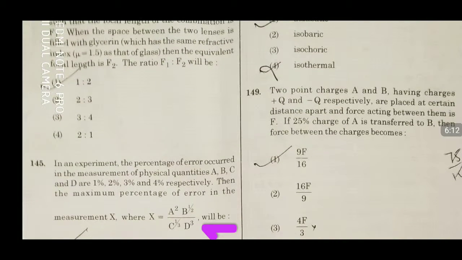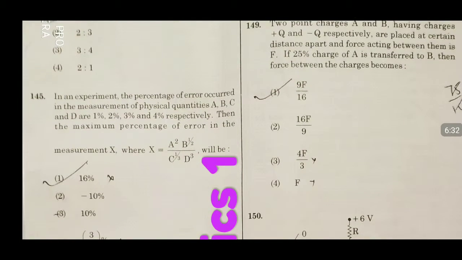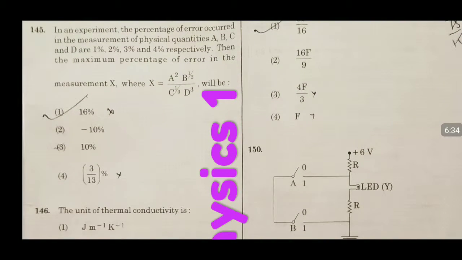149. Two points A and B having a charge plus Q and minus Q respectively are placed at a certain distance apart and the force acting between them is F. If 25% charge of A is transferred to B, then the force between the charges becomes... Then the right answer is 9F by 16. First option regarding this question will be right.